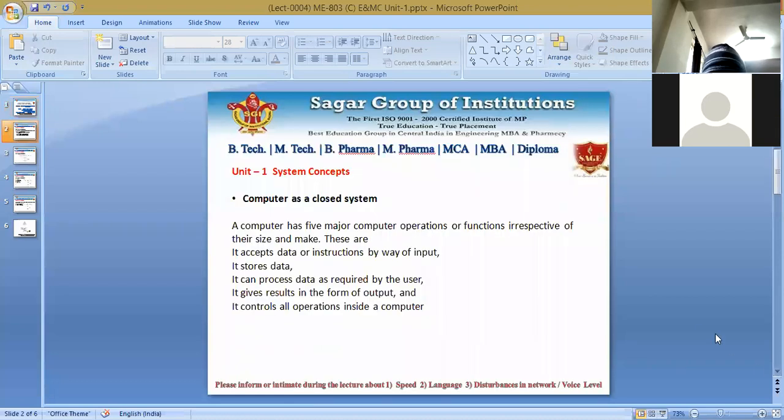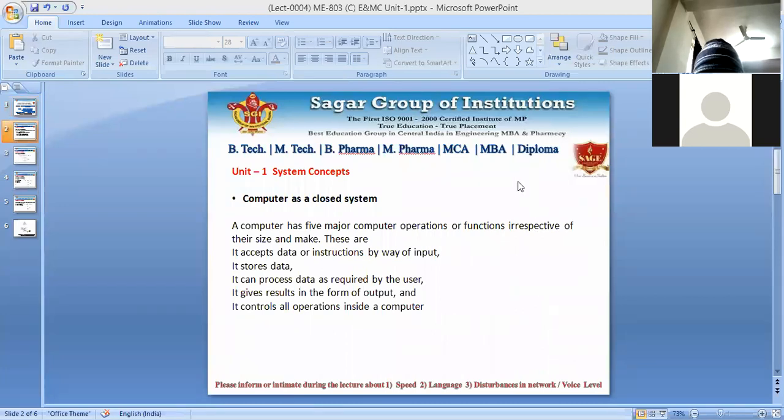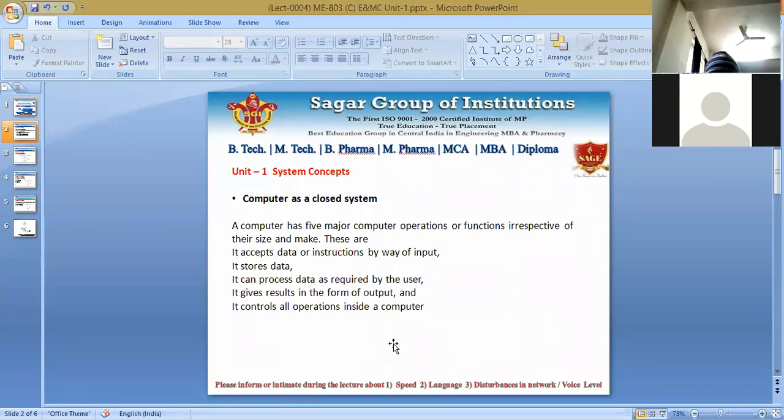Okay, now can you tell me what is written on the slide? System concepts, computer as a closed system. Okay, fine.